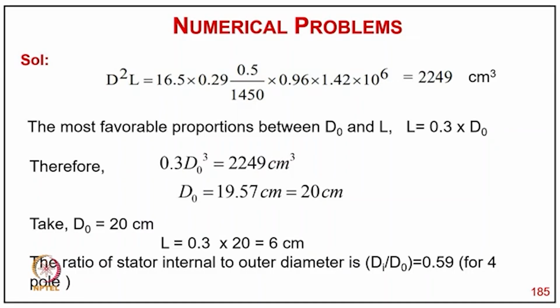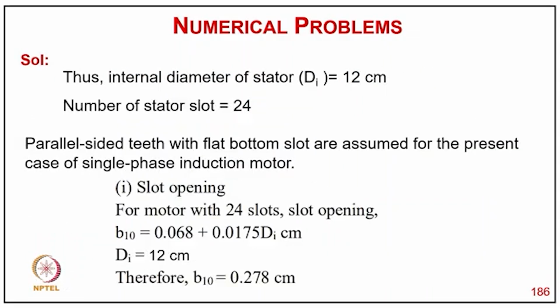So D0 comes 19.57 centimeter, and considering that D is 20 cm, L comes 6 centimeter. So the ratio of internal diameter to D0, Di upon D0, is 0.59 for 4 pole. So total internal diameter is 12 centimeter. Number of stator slots are 24. So parallel sided slots are used in this case.